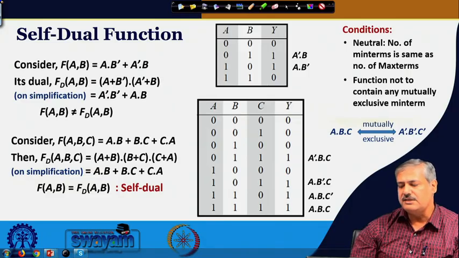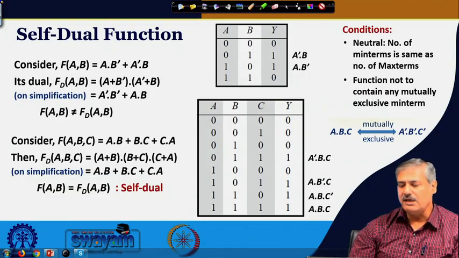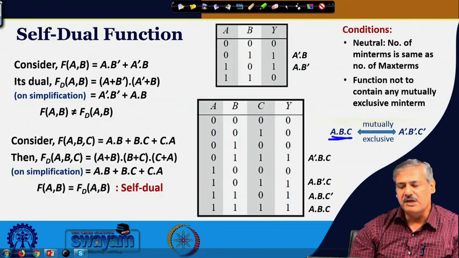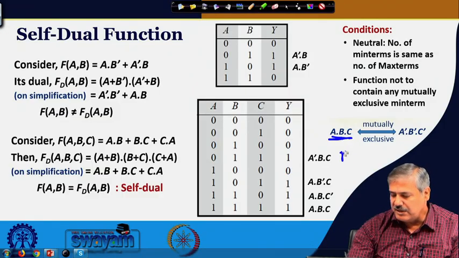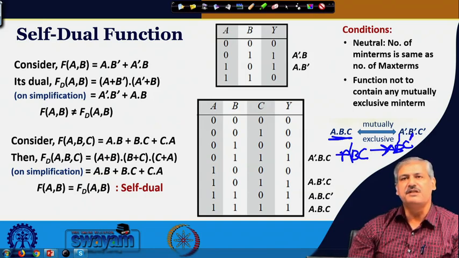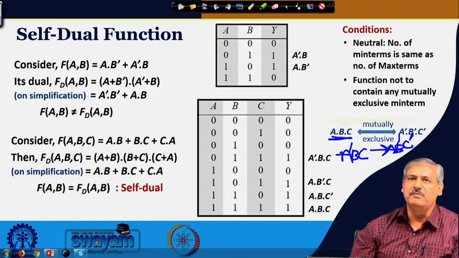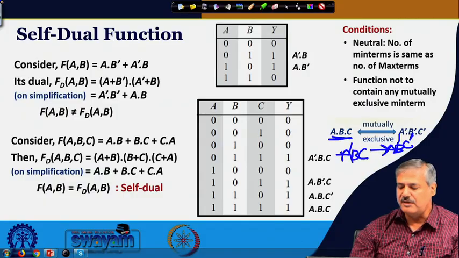This is a necessary condition, not sufficient. Another requirement is that the function must not contain mutually exclusive min terms. What do we mean by mutually exclusive min term? If there is a min term like A B C, its mutually exclusive min term is A prime, B prime and C prime. If there is a min term like A prime, B, C, its mutually exclusive term is A, B prime and C prime. If the mutually exclusive term is part of the Boolean expression, then it will not be self dual.